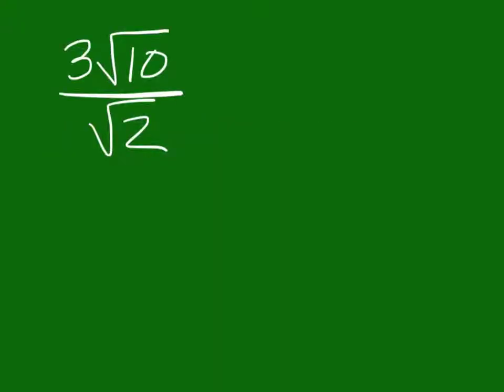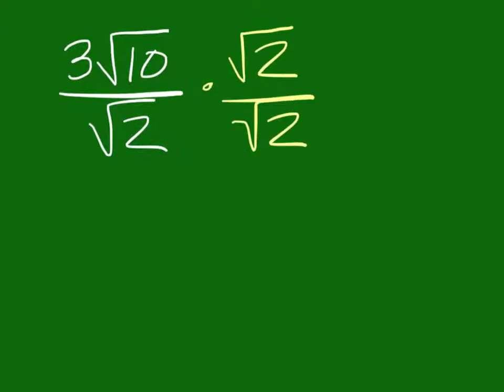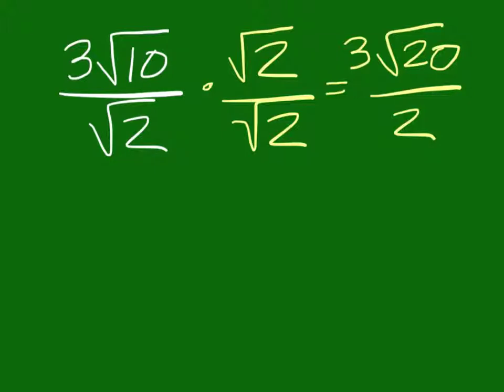Example number 4. The square root term on the bottom is square root of 2, so multiply the top and the bottom by that term. And come up with 3 square root of 20 on the top and just 2 on the bottom. The square root of 20 can be simplified into square root of 4, square root of 5.